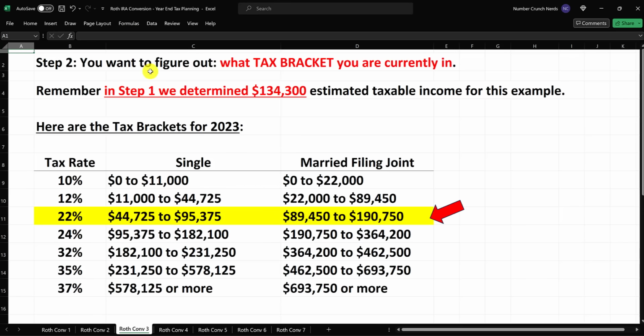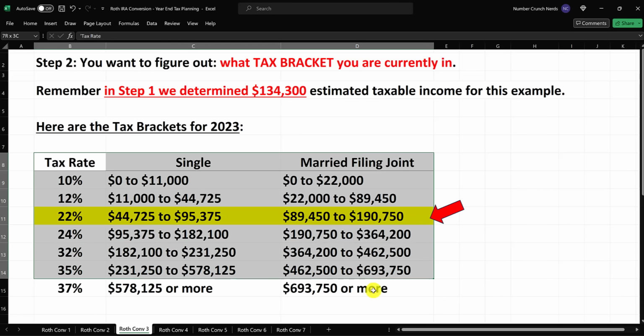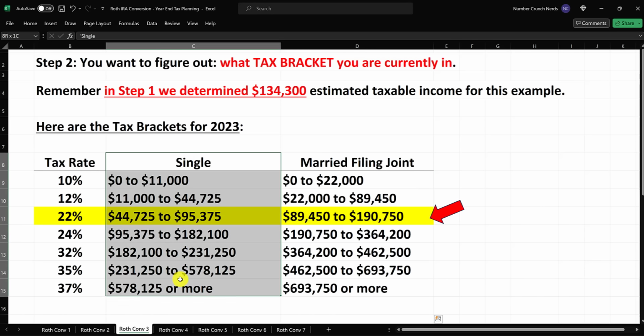Step 2 is you want to figure out what tax bracket you are currently in. Remember, in step 1 we determined for this example we have $134,300 estimated taxable income. In your case, it's going to be whatever number you determine. After you determine that, you want to go to the tax rate table, which I have pasted right here. Here's the tax rate table for a single filer.